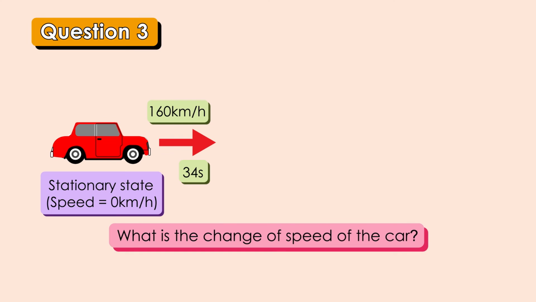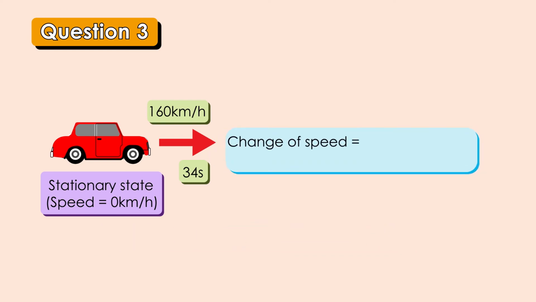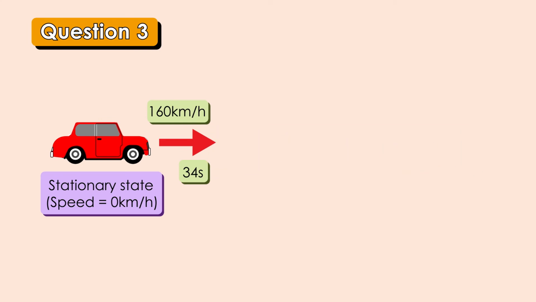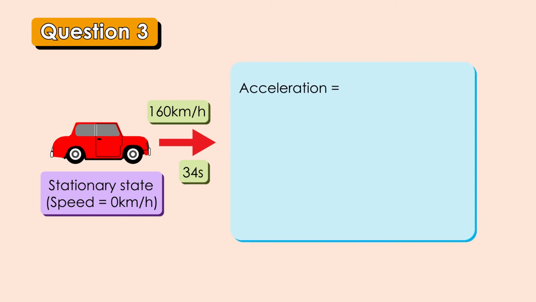What is the change of speed of the car? Correct. The change of speed is 160 kilometers per hour minus 0 kilometers per hour, which is 160 kilometers per hour. Remember to write the formula first. Yes, acceleration is change of speed over time.